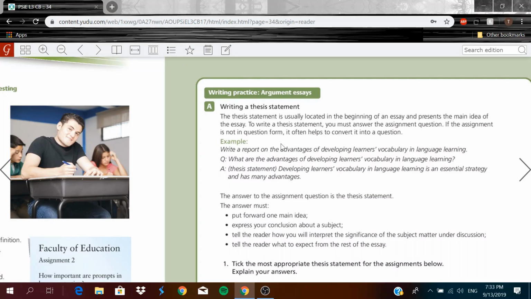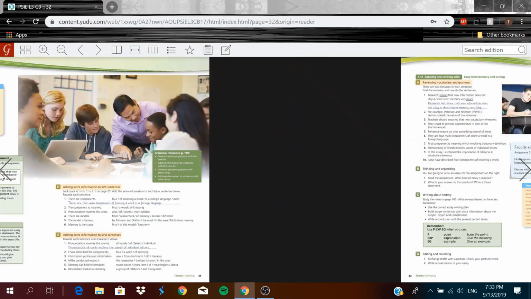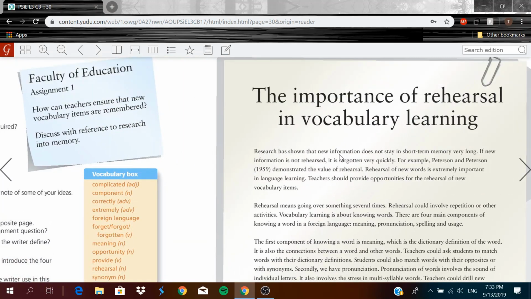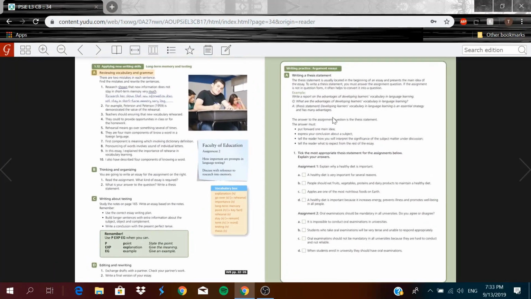So what exactly is a thesis statement, you guys? A thesis statement is a statement that, and I'll talk a little bit about it, or where it's located first. So it's usually located in the beginning of an essay, right? So right after the introduction, let me actually go back so you guys can get a better idea. So usually right after the introduction, as you'll see here, so here we have in language learning, and then we have teachers should provide opportunities for the rehearsal of new vocabulary items. So that is a thesis statement.